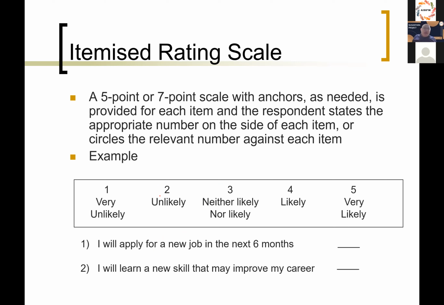And the itemized rating scale. This is a little bit like a scale. For example, I will apply for a new job in the next 6 months. You choose what is best for you. You don't compare anything, you just choose. I think I will choose 4 because I am really looking for a job. Just an example. So you can use this in your questionnaire construction.